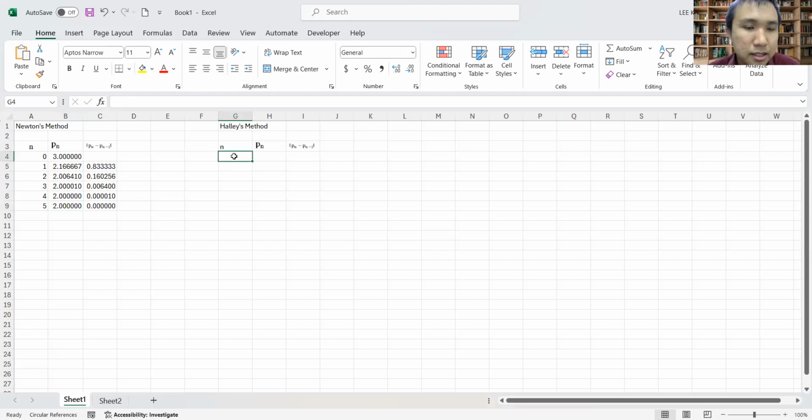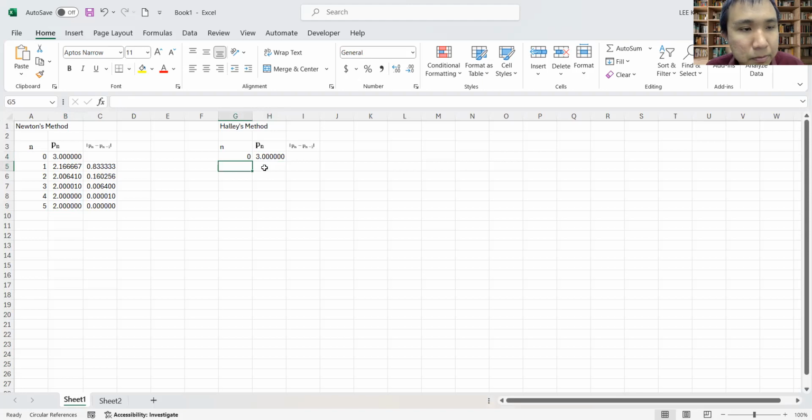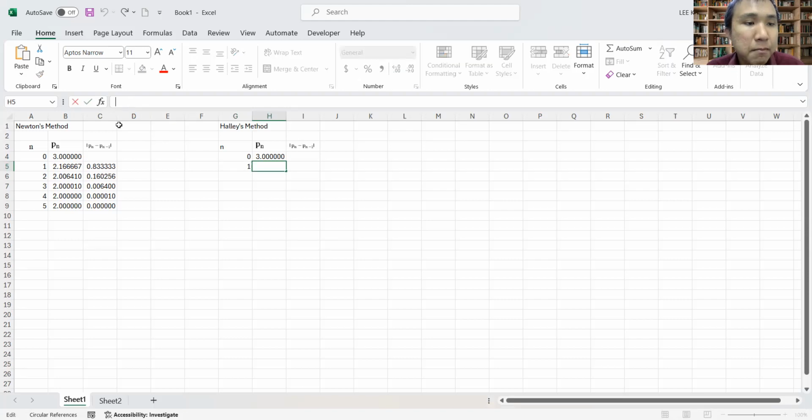And then it's the same. We will start with 0. The P naught is the same as in Newton's method. The Pn when n equals 0 is P naught. And then we'll adjust the decimal places if there are any issues. So there are 6 decimal places here. And then we will see what P1 is.